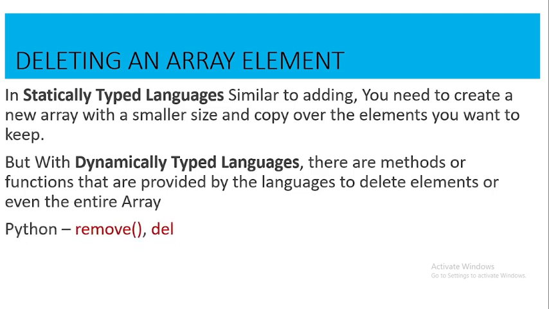In Python, you see the remove method. Essentially, you also see the del statement to delete an element in an array. In JavaScript, you see the pop, and there is also the splice method that can delete an element from an array.